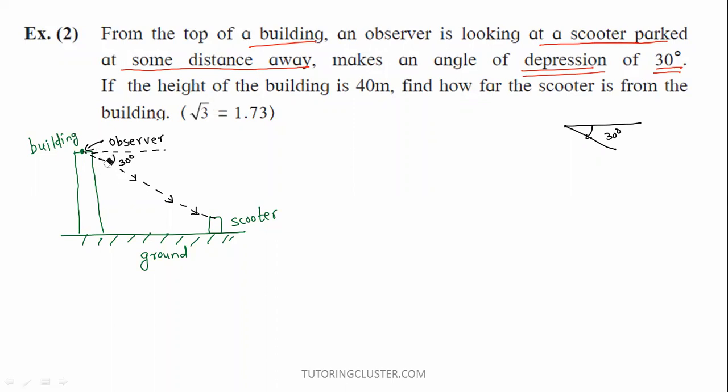So this angle of depression is how much? 30 degree. Okay, now what is the height of the building? 40 meter. So this is 40 meter. How far is the scooter from the building? So they have asked you this distance. Okay, so if I have to draw the line diagram here, how is the line diagram going to look?